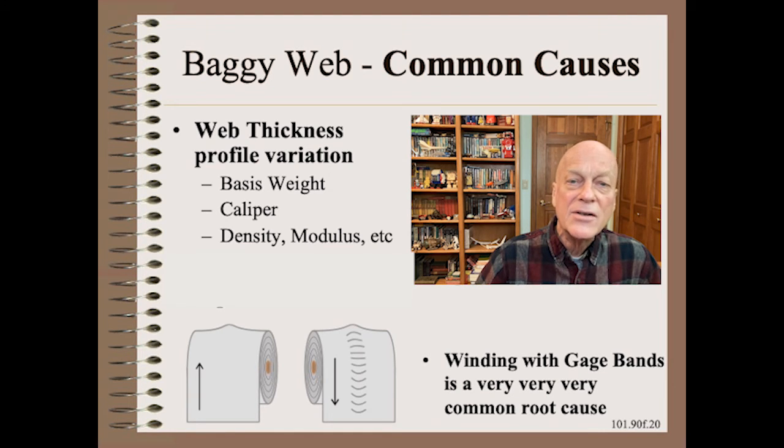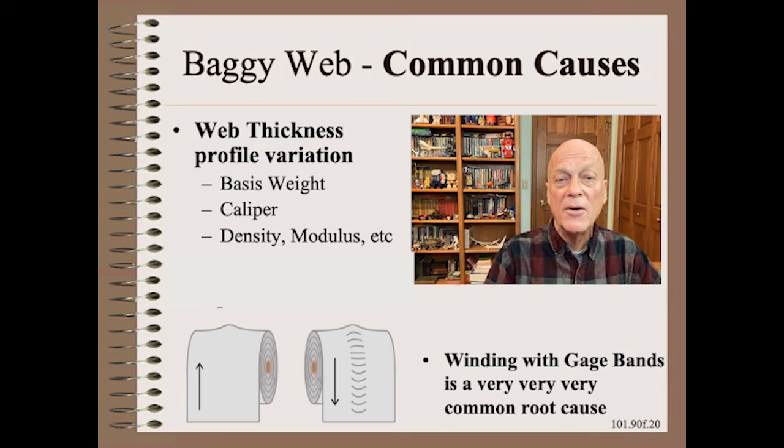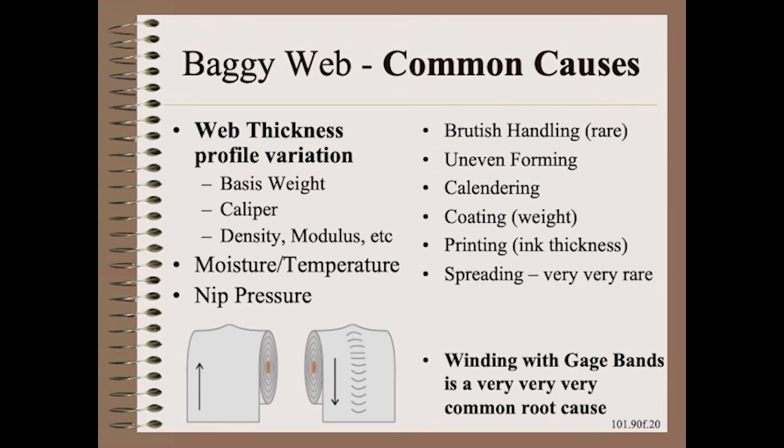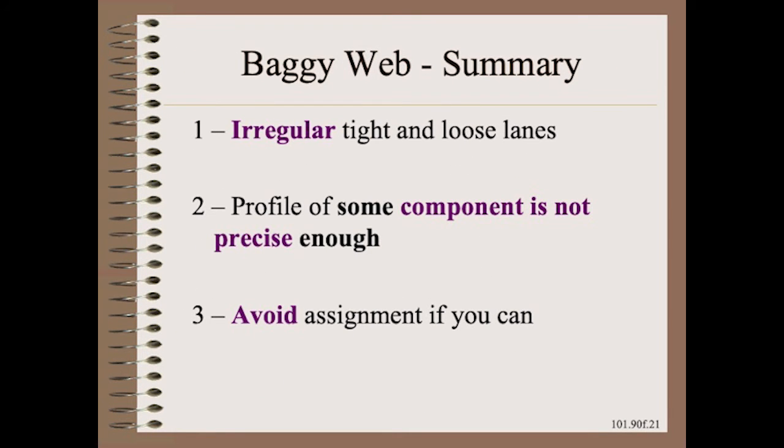While thickness variations are responsible for nearly all film and foil bagginess, paper and other complex constructions have other ways to make bagginess that are not related to thickness profile. Baggy webs are lanes of tightness, looseness, or sometimes patches. They're caused by some specific component that is not uniform in some specific way. Avoid this problem assignment if you can. If not, see my Baggy Web troubleshooting series on YouTube.